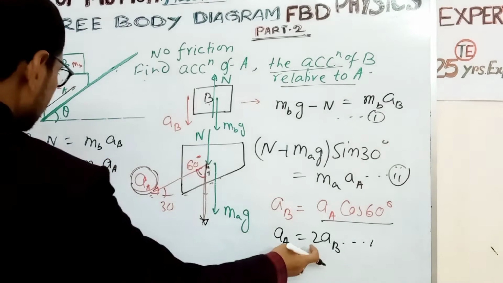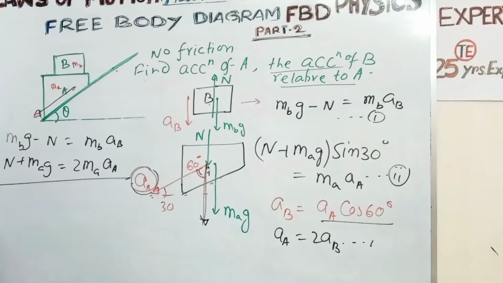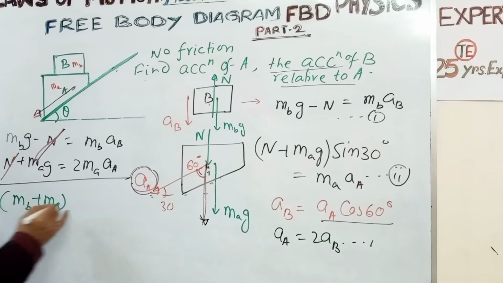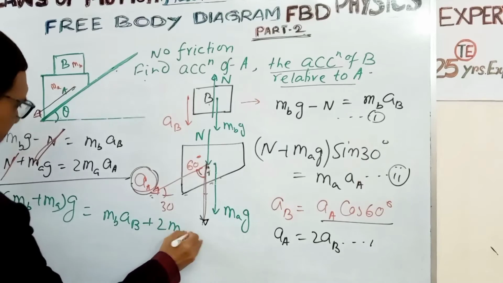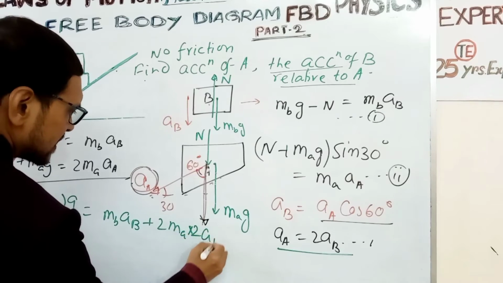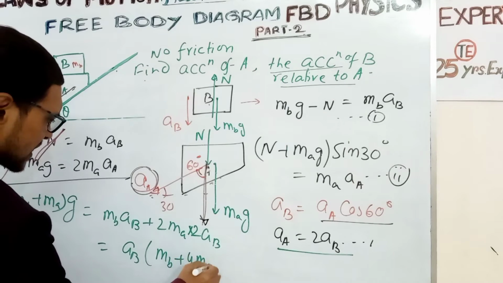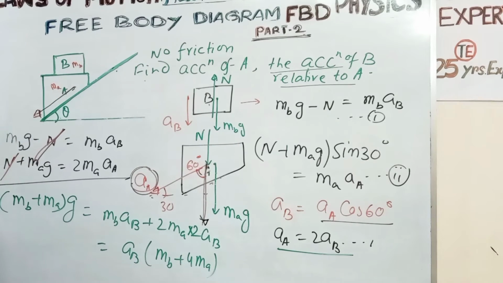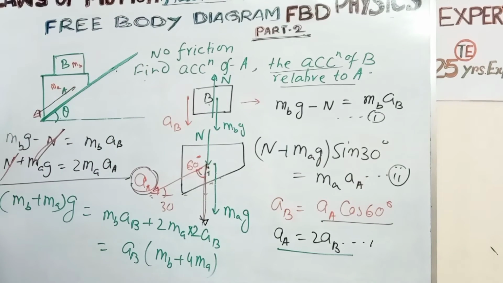Now what is a equal to? a equal to 2ab, so just put it here and cancel this. Now we get a equal to 2ab, so this is equal to ab (mb plus 4 ma). So we get ab, and if we get ab then we get a. This way we get the acceleration of a and b each.